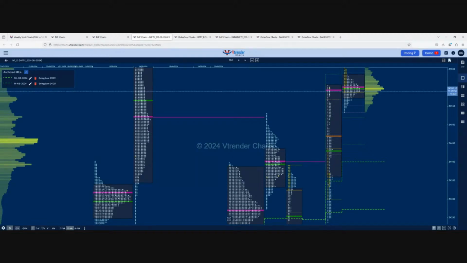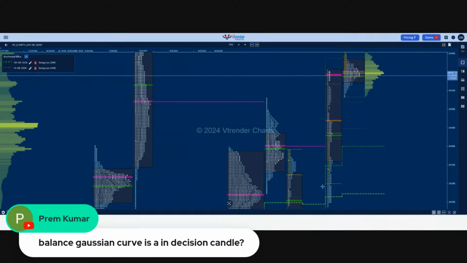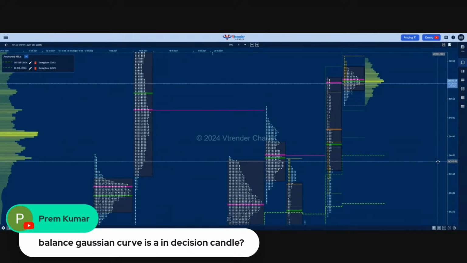Prem Kumar has a question asking if the Gaussian curve is a decision candle. The Gaussian curve is just telling us that the market is in a balance mode, and the Gaussian curve in itself is not a trade trigger. We just get ready after we see a Gaussian curve, because we know if the balance is done, we can expect an imbalance to start soon.